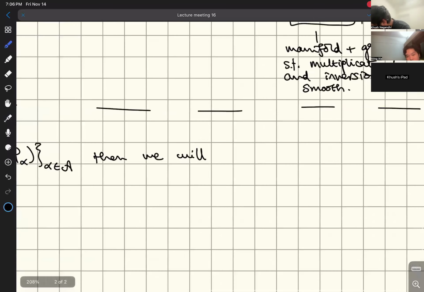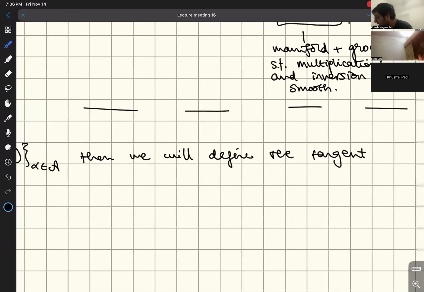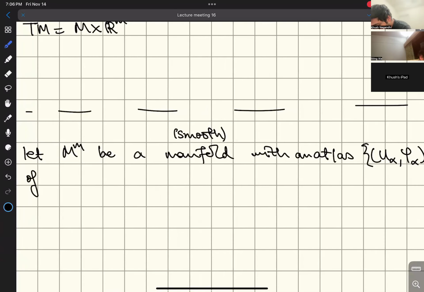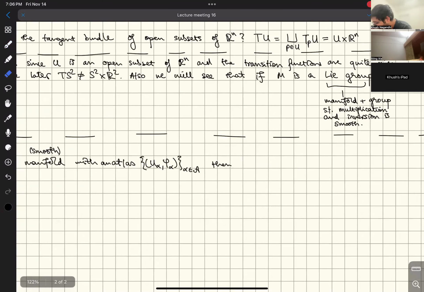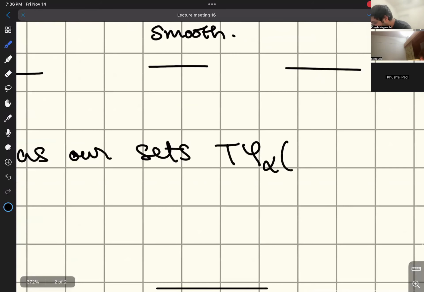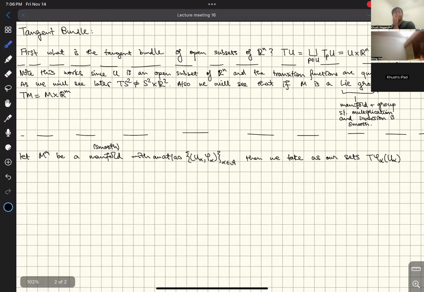Okay. So then we define the tangent bundle. Then we take as our sets the tangent bundle of phi alpha U alpha. Okay. This is what we take as our collection of sets.